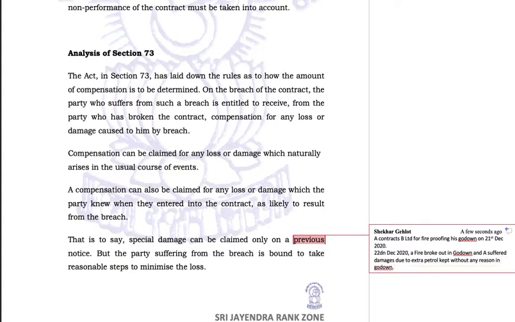What happened on 22nd December 2020? A fire broke out in A's godown. On 21st December 2020, he was supposed to get his godown fireproofed by B Limited. He had paid some money to B Limited, but somehow B Limited could not come on the stipulated date. The next day, there was a fire in the godown.